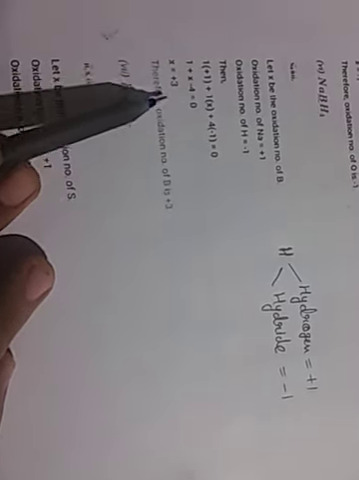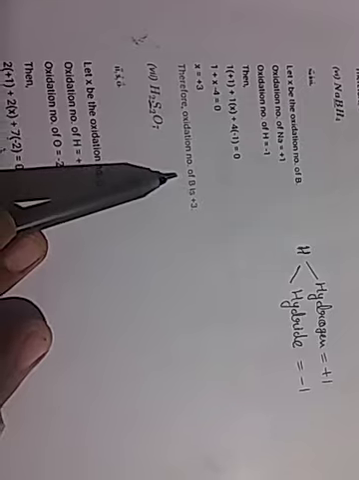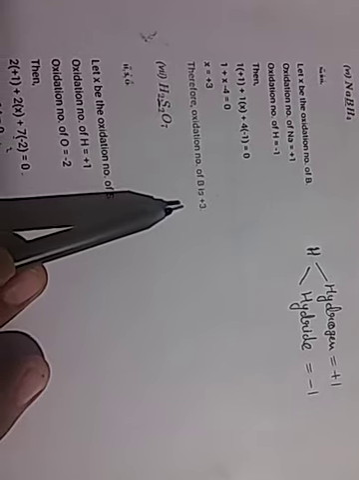So x is equal to plus 3. Therefore the oxidation number of B is plus 3. Then the seventh example, H2S2O7. The underlined element is sulfur.